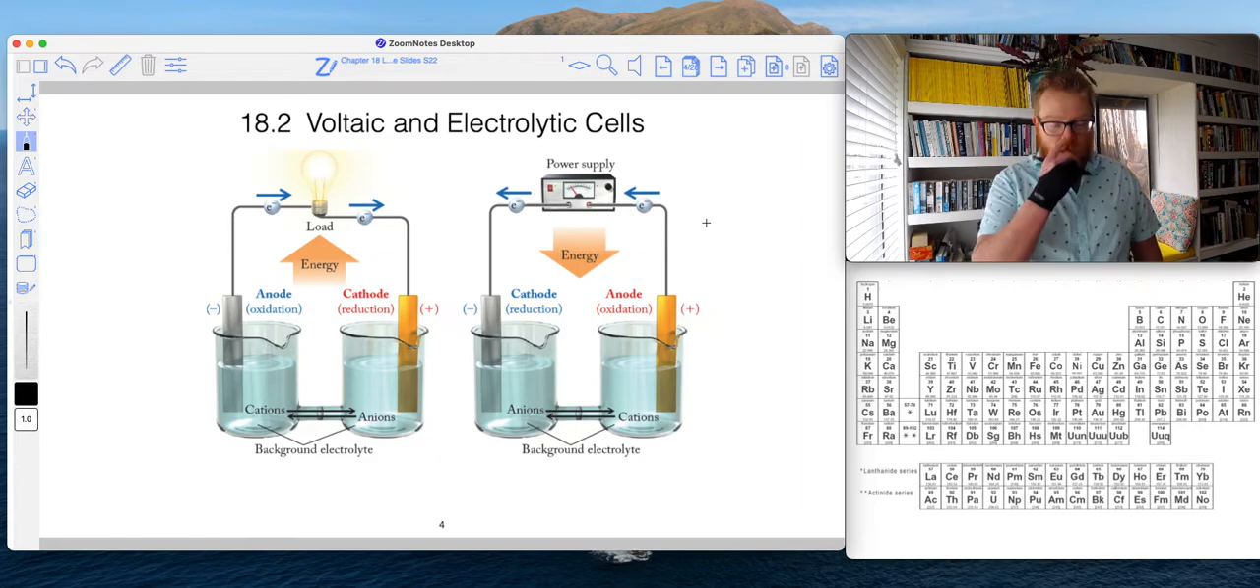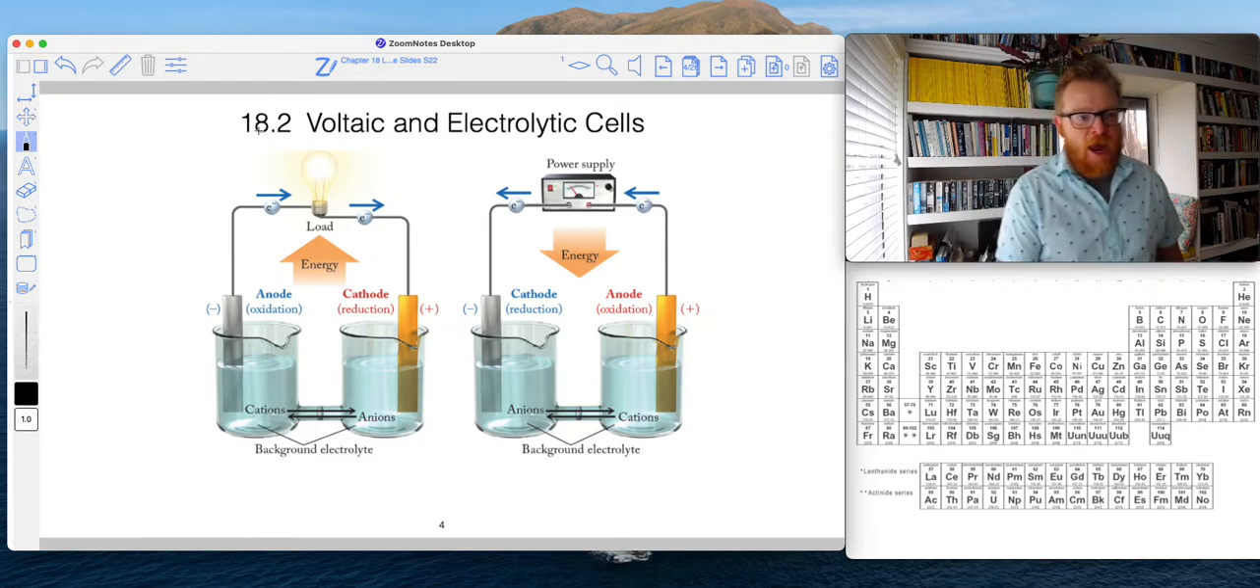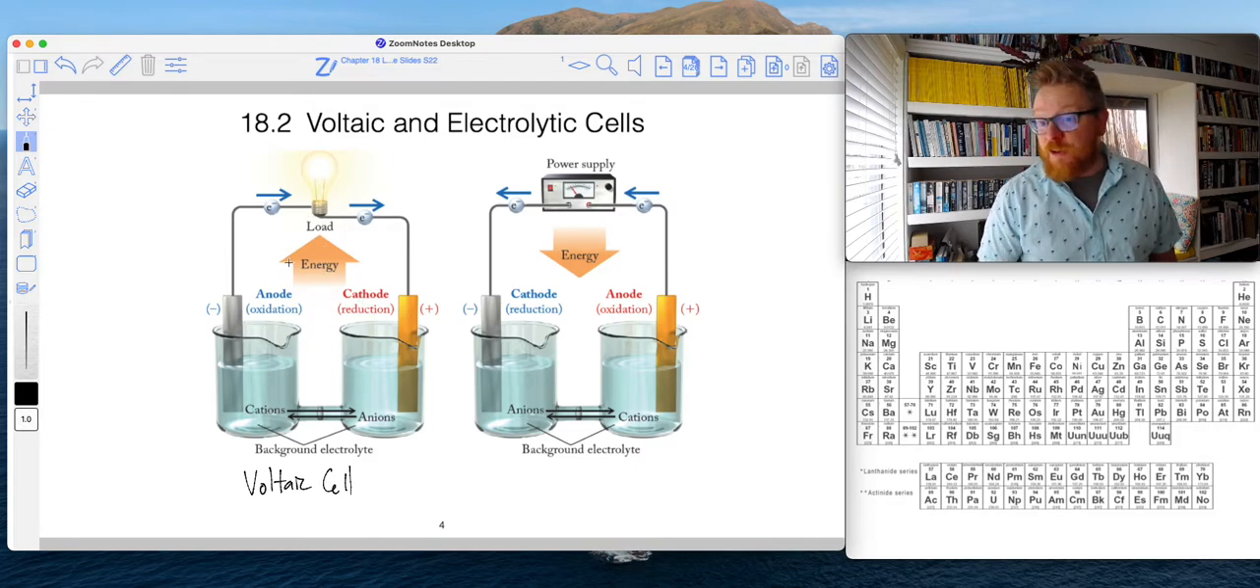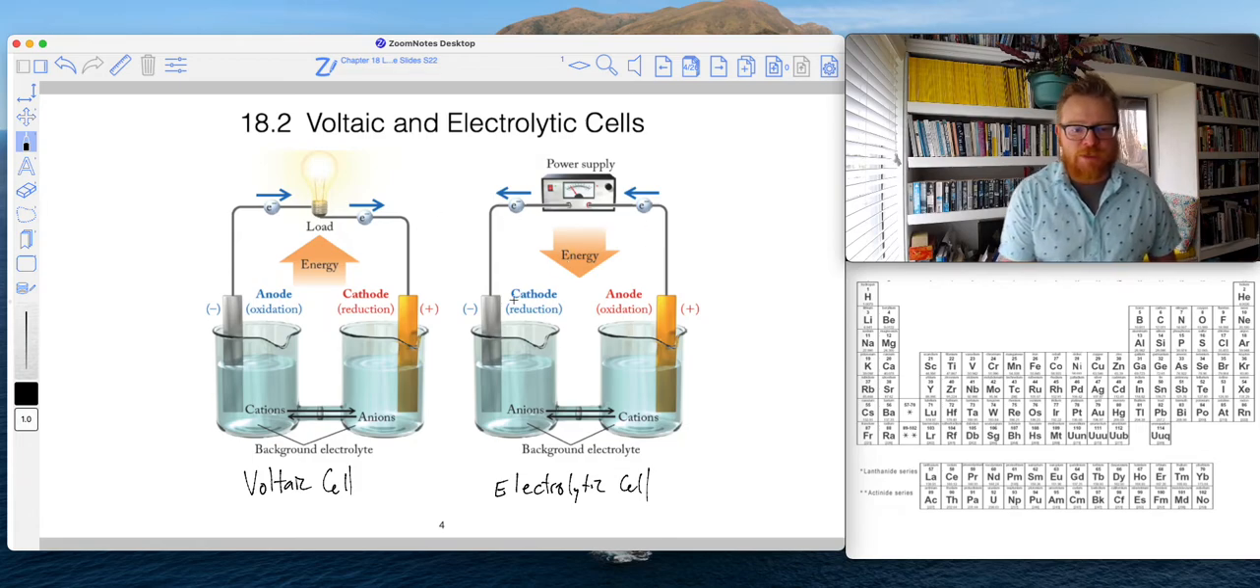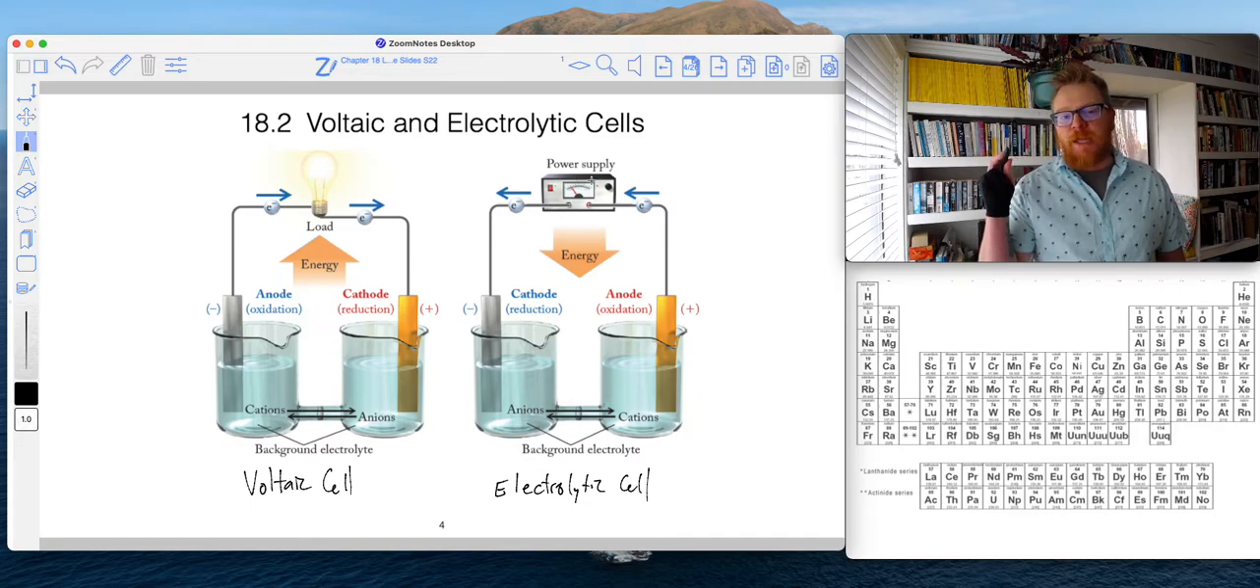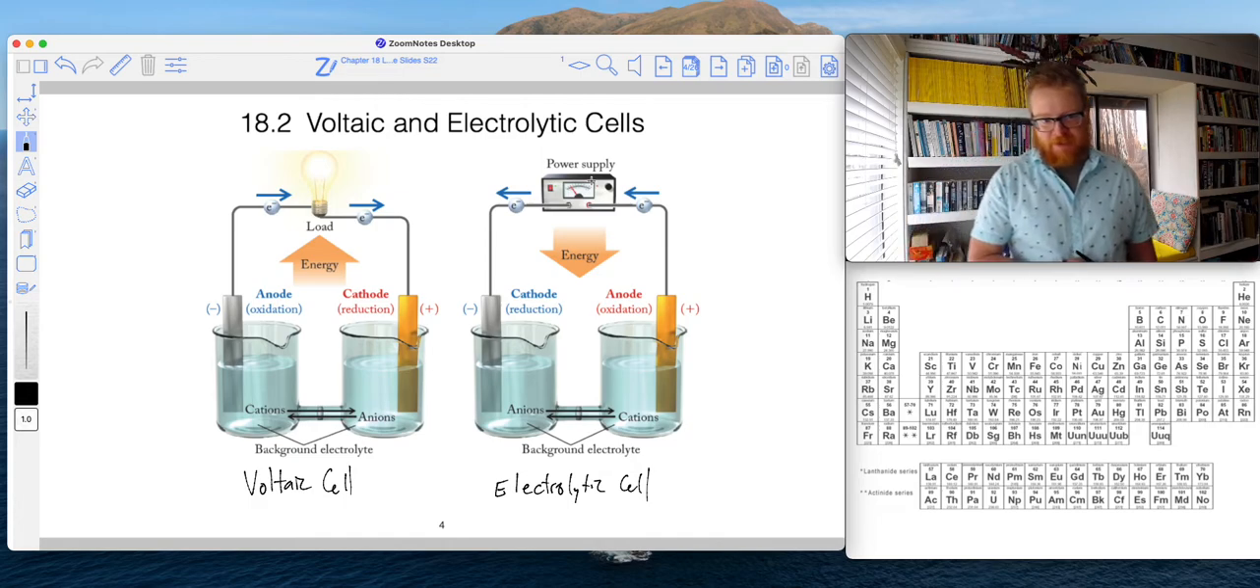Okay, so here are two pictures, and this top or left one is a voltaic cell. We can always tell when something's a voltaic cell because it is providing a load or energy to do a task, such as light up a light bulb or charge a cell phone. So this is our electrolytic cell. You notice the main difference: for one, the positions of the cathode and anode are switched, and also we have to supply energy to the electrolytic cell.